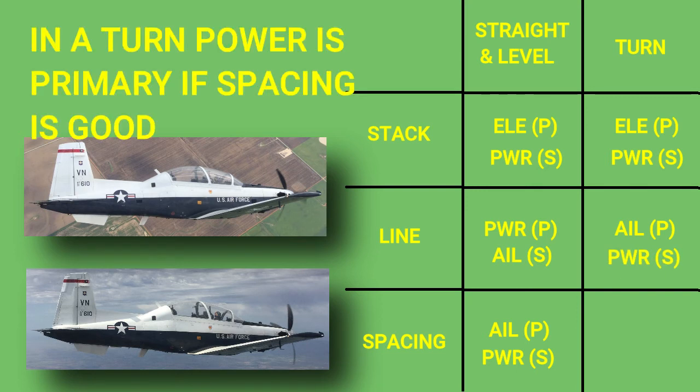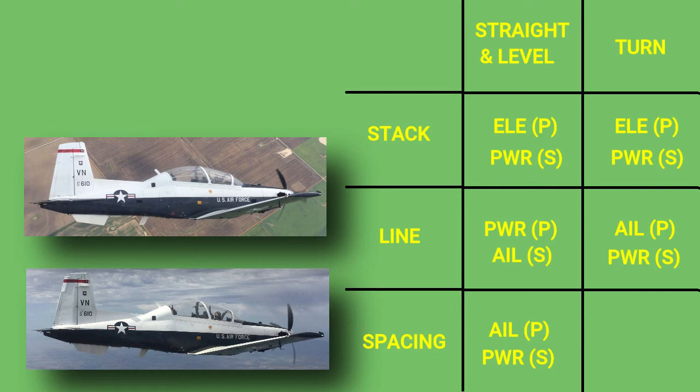That said, power is primary for aspect when 10-foot wingtip spacing already exists, but aspect is too low or too high. If at this point you are confused on how to correct aspect in a turn, that's understandable. In reality, ailerons or power may be required depending on whether spacing is correct or not.